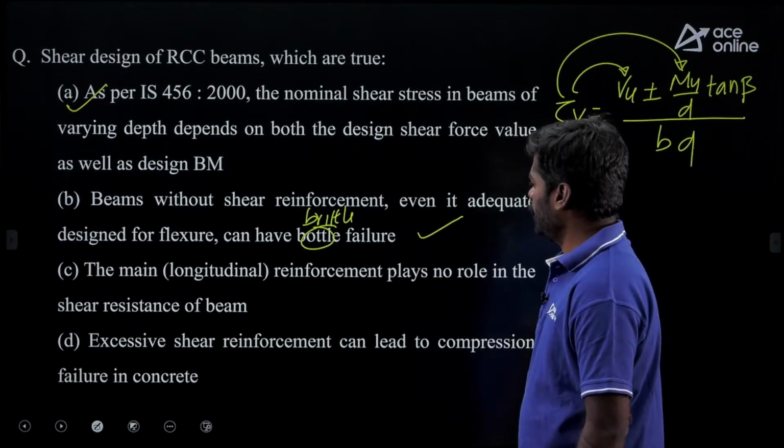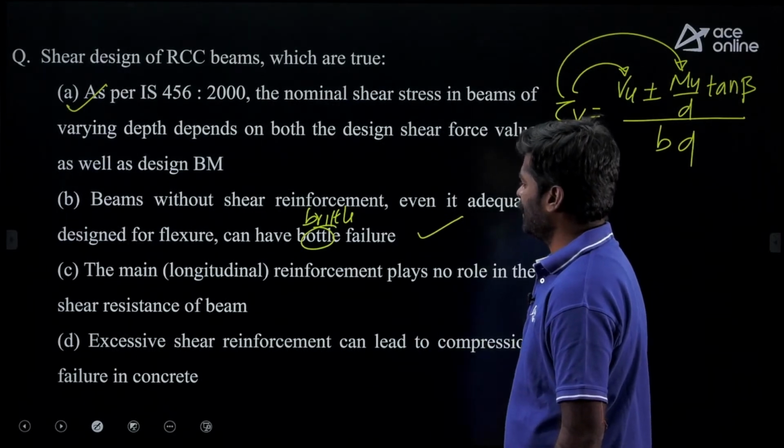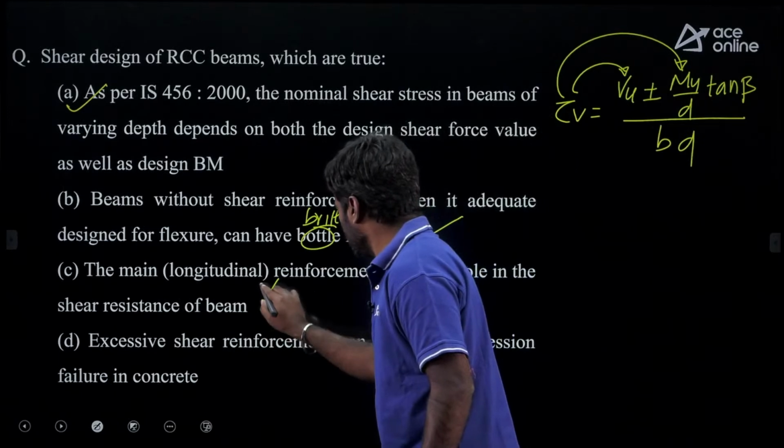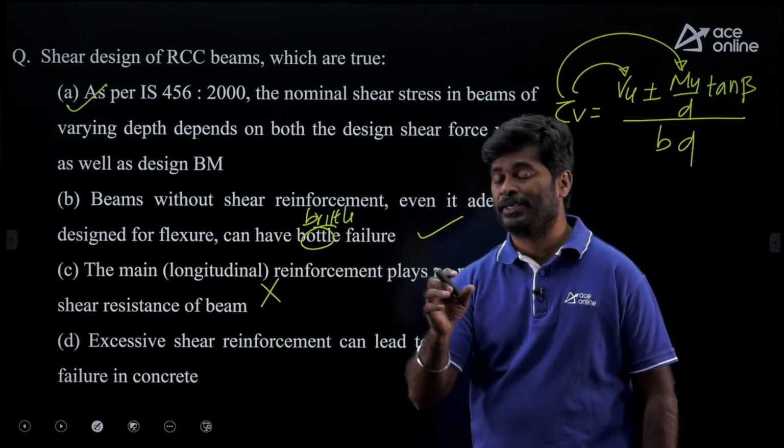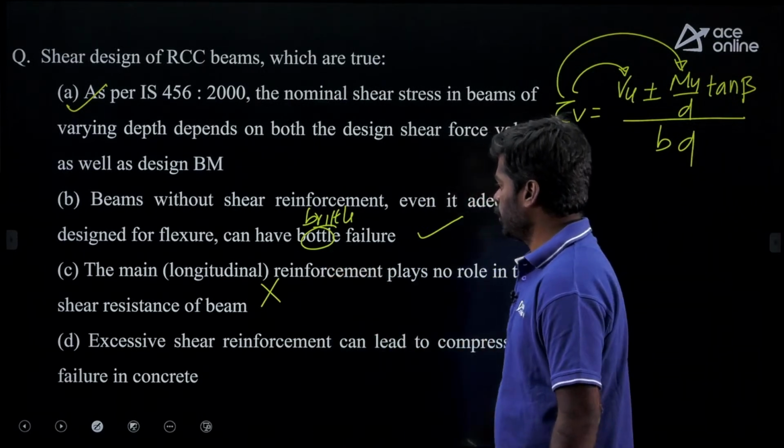Then coming to C, the main longitudinal reinforcement plays no role in the shear resistance of the beam. This is wrong. My dear, partly shear is resisted by longitudinal tension steel also. That's why C is wrong.